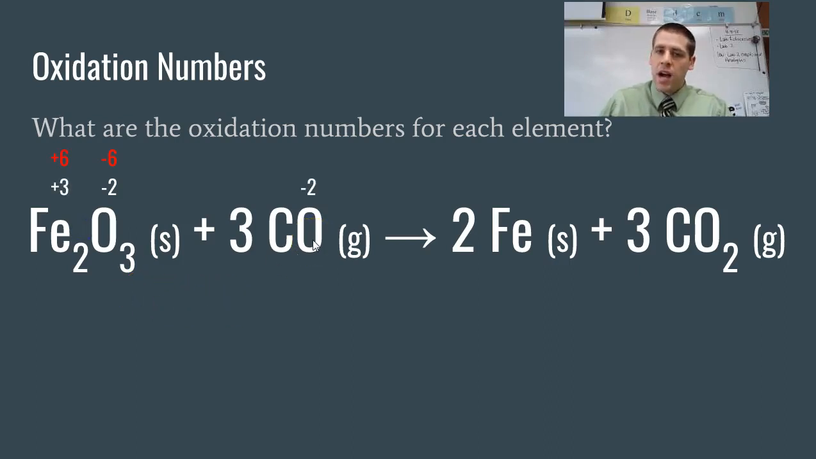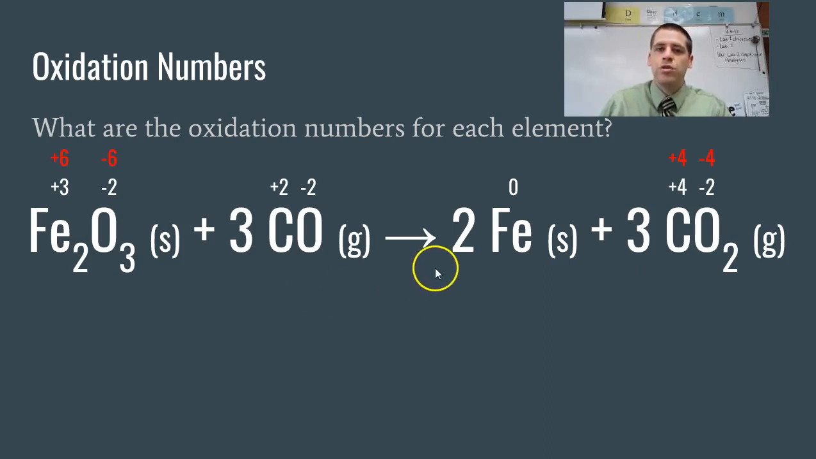With the carbon monoxide, the oxygen, as always, is -2, and so the carbon must be +2. The iron is just iron, it's elemental, and so it's going to be 0. In the carbon dioxide, oxygen is -2, and there's 2 of them, so that's -4. So then the carbon has to be +4, and there's only 1 of them, so it's +4.